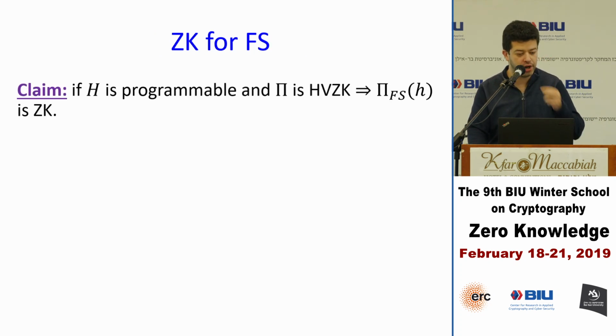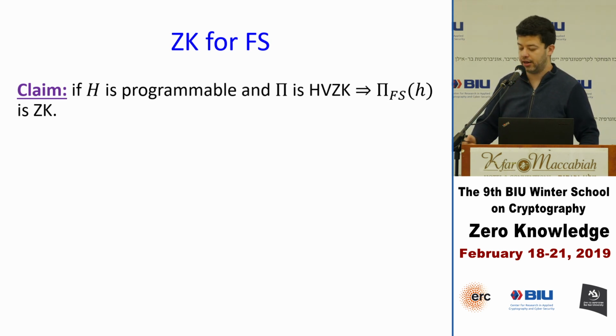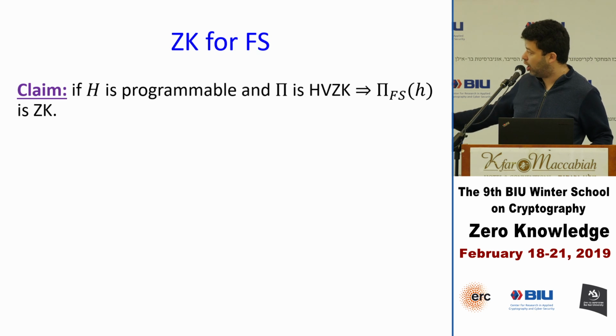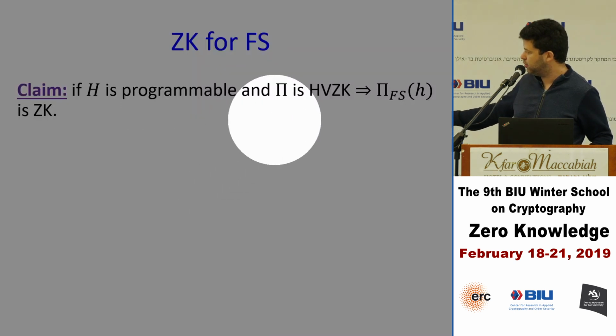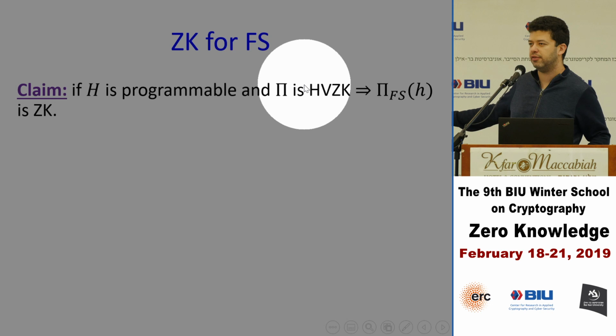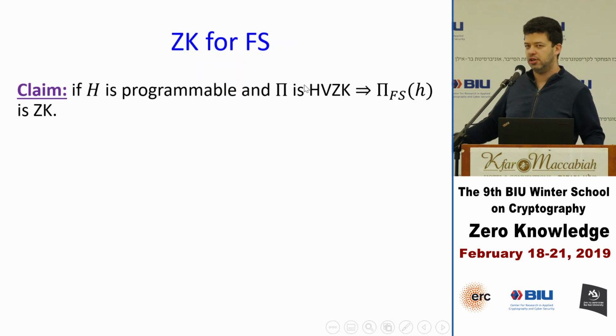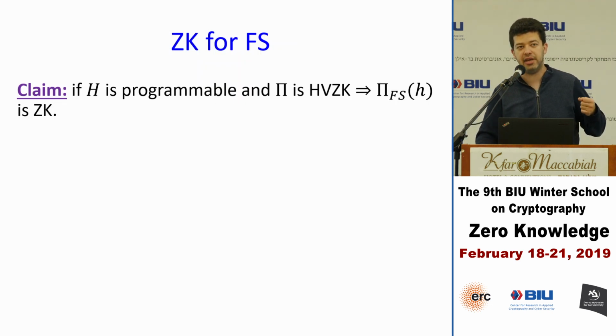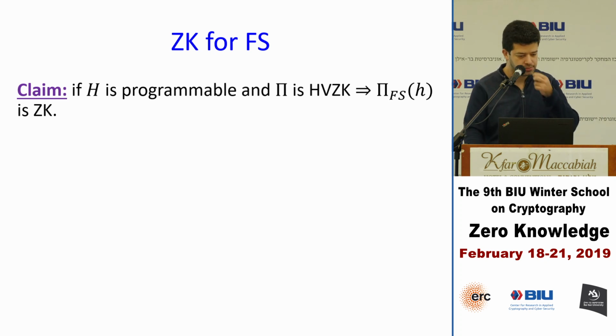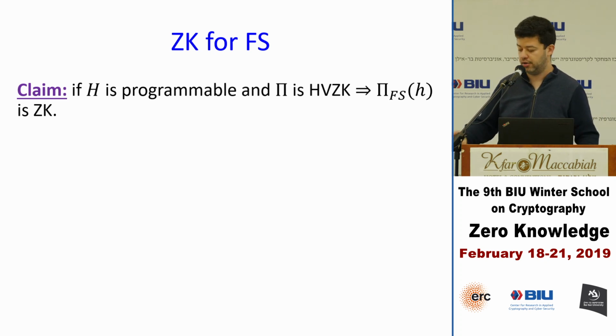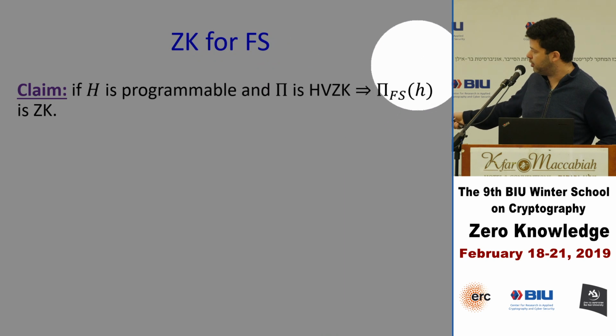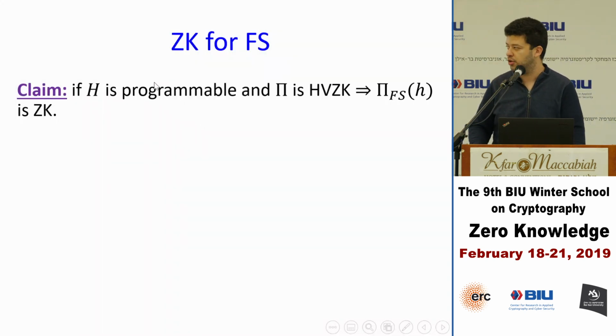And I want to argue that if our hash function family H is programmable and our original protocol need only be honest verifier zero knowledge, then the compiled protocol, with capital H, is zero knowledge. Honest verifier zero knowledge means that zero knowledge only needs to hold with respect to the behavior of the honest verifier.